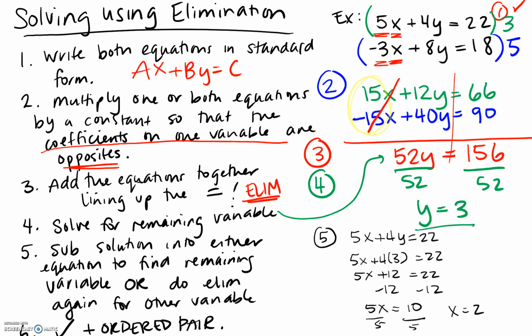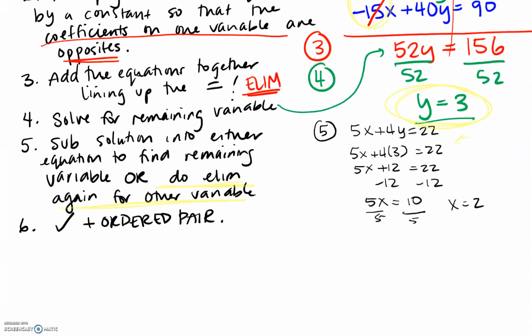I want to try out something else. A lot of books don't even bother mentioning this, but you are also able to just do elimination again. So if you really like elimination, especially if you get a fraction in this step and you don't want to plug in a fraction, you can just do elimination a second time. So what that would look like is you basically start all over.